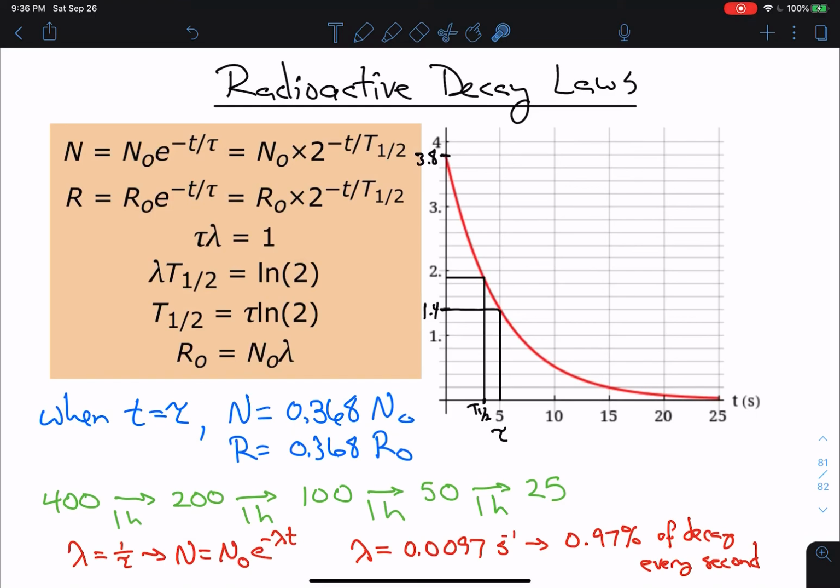Last thing I wanted to point out here for the half-life formula, notice that we're not using e, we are using 2. So it's N naught times 2 raised to all this power. That's an important difference here. And this relationship here is a particularly useful one. It tells you the relationship between the original decay rate and the original amount of atoms that were present.